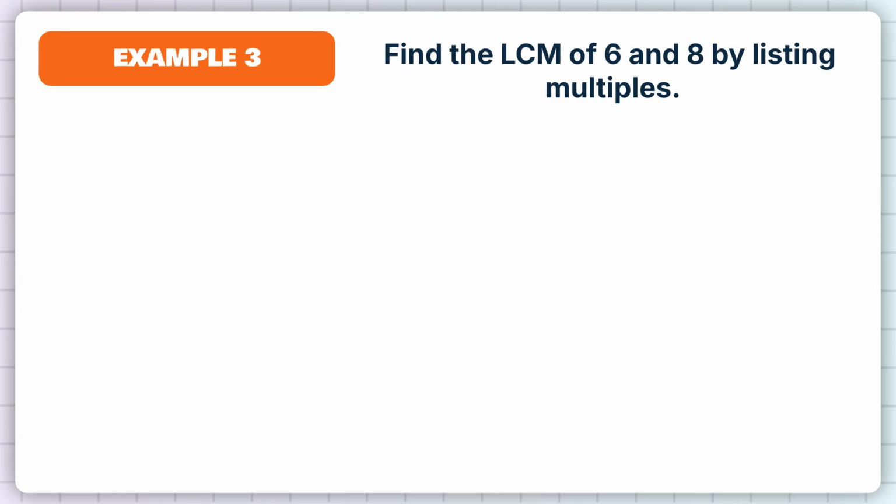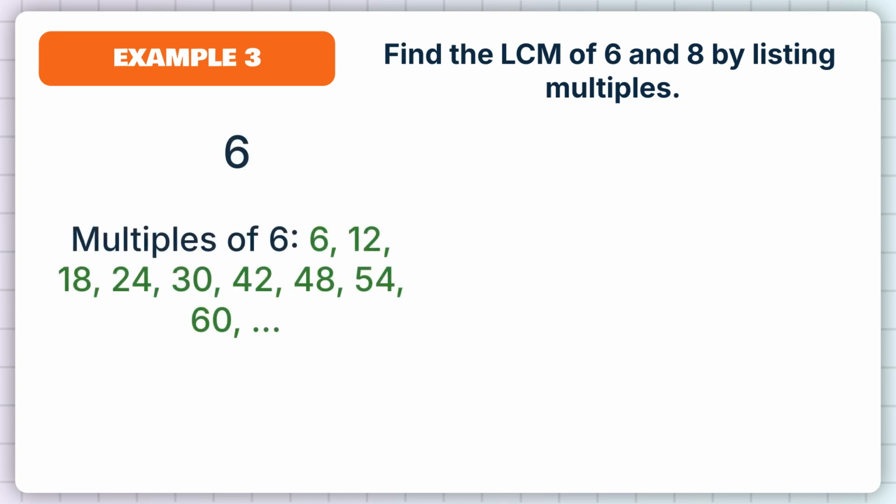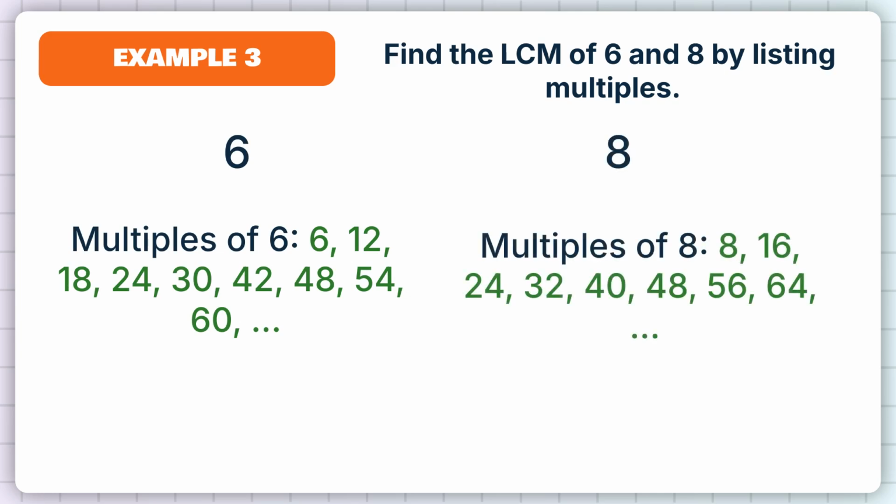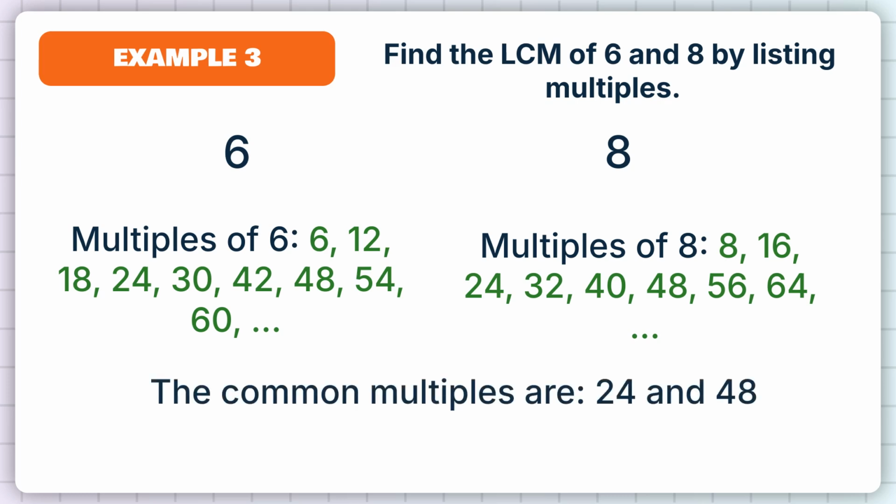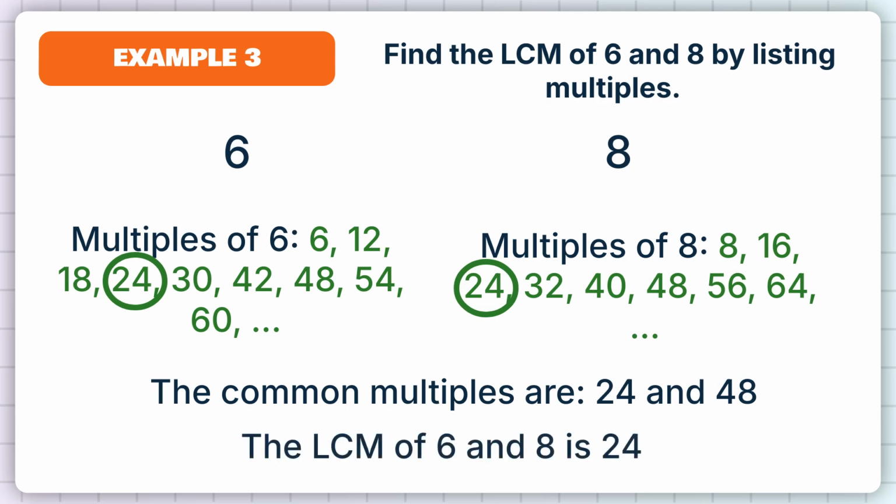We'll now tackle finding the LCM of 6 and 8 by listing multiples. Let's go through this step by step. First, list the multiples of 6. Second, list the multiples of 8. Finally, identify the smallest common multiple. The common multiples of 6 and 8 from the lists are 24, 48, and so on. But the smallest common multiple is 24. Thus, the LCM of 6 and 8 is 24.